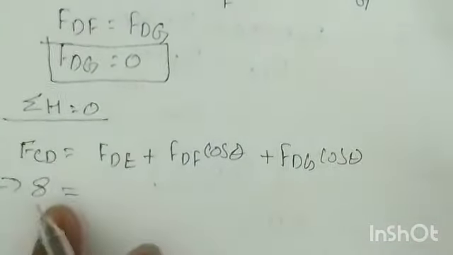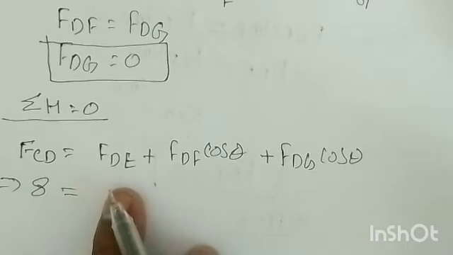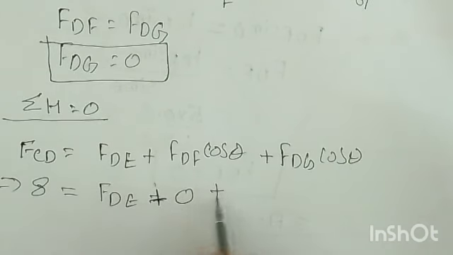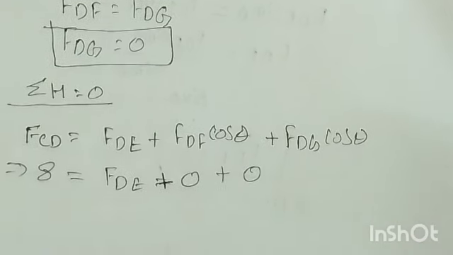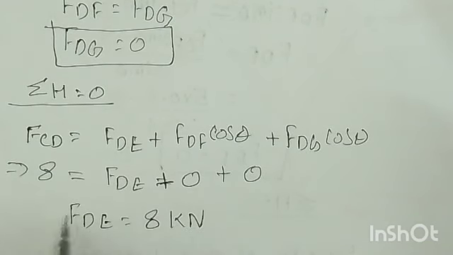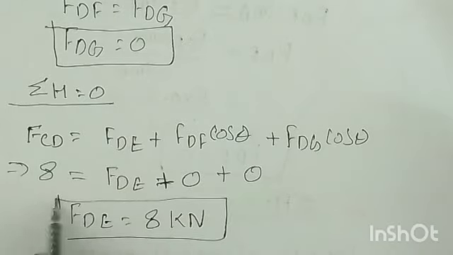So FCD is equal to 8 and FDE we have to calculate. So FDE as it is, and FDF is equal to 0 plus 0, right? And again plus FDG. That FDG is okay, that's where I get confused, right? So this FDE is equal to 8 kilonewton. Okay, so you can check.